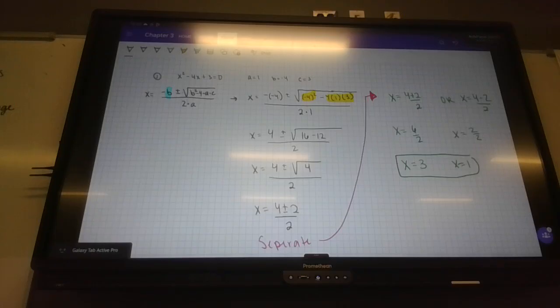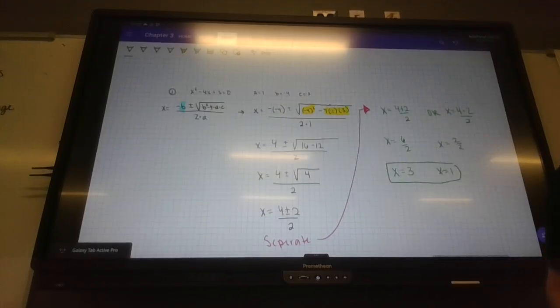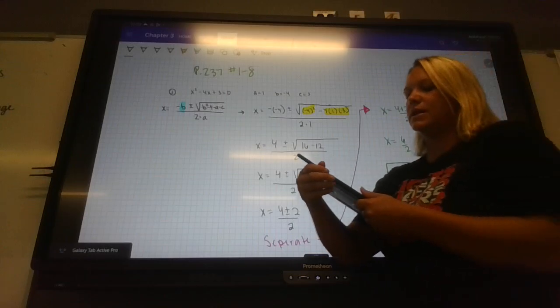All right, you guys, you have the rest of class to get through number 8. Ready to go? Work together. This is an opportunity to become proficient with your calculator as well as doing it by hand.